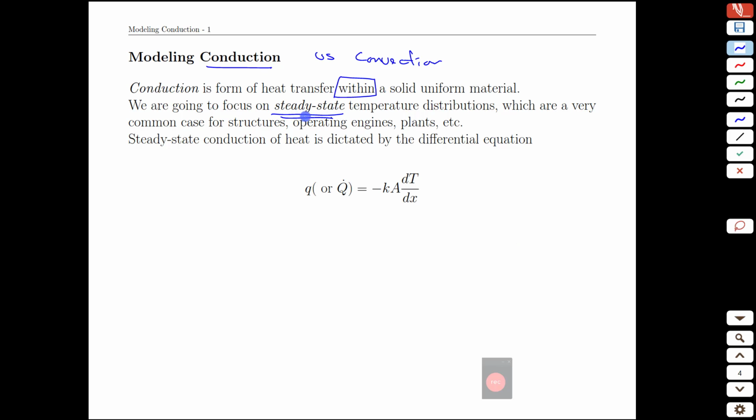If you imagine an engine running for a while, it reaches steady state. If you imagine a CPU in a computer, it reaches a steady state, and so on. So this covers a wide variety of practical applications. So what governs the physics and the mathematical model of the physics in conduction?